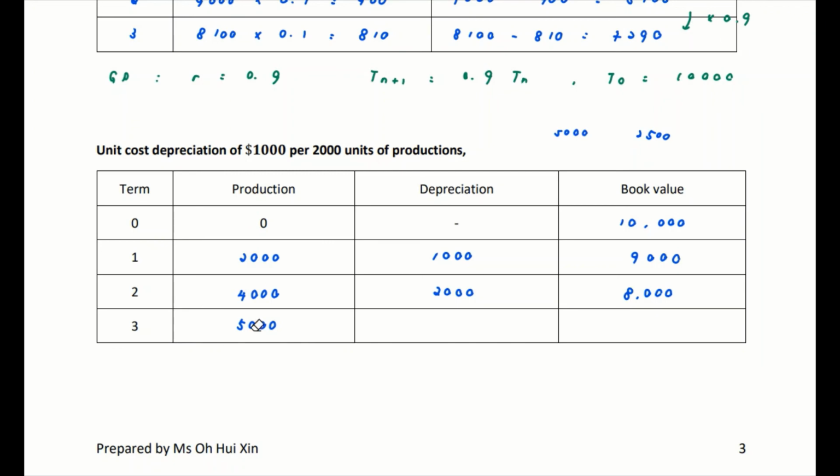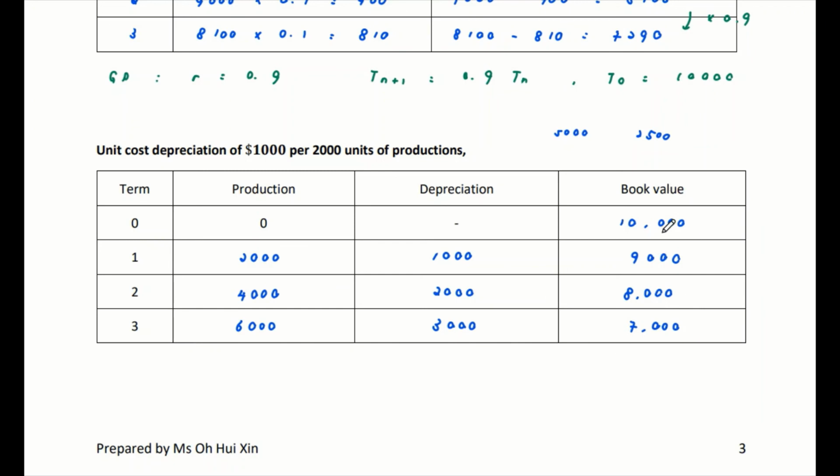So that's the idea. But here we try to make it consistent. If you have already produced 6,000, then the depreciation will be 3 times of this, which means 3,000. So the book value here will become 7,000. Alright, so that's the idea. I hope that you can understand it.